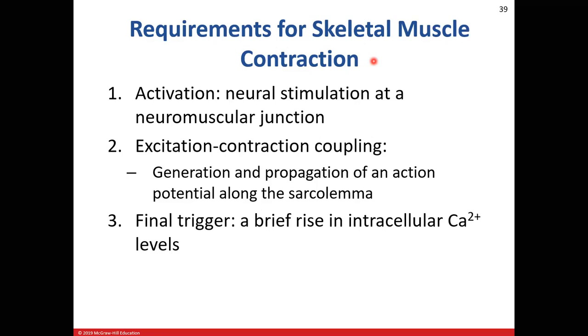And then lastly, we have our final trigger. And that final trigger is going to be a brief rise in intracellular calcium levels within the muscle cell itself. So these really are these three phases that we just kind of touched on in the earlier graphic. Our three phases: the activation at the neuromuscular junction, excitation contraction coupling, and then the final trigger is a brief rise in calcium, which leads to our cross-bridge cycles.